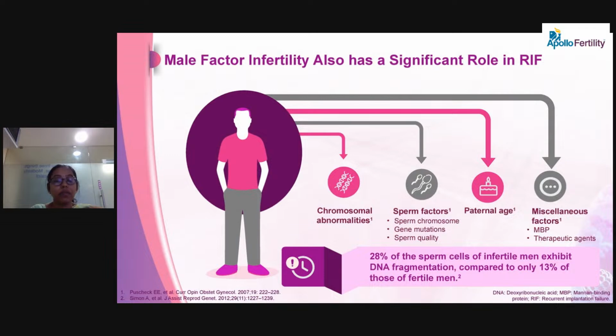Next, the severe male factor. As I said, when there is a severe abnormality, poor quality sperm, it has an effect in recurrent implantation failure, because these abnormal sperms can lead on to chromosomal abnormality. There can be genetic mutations, and there can be DNA fragmentation. As I said, all this has an effect on the embryo quality, leading on to a failure of the whole IVF process. 28% of the sperm cells of the infertile men exhibit DNA fragmentation, compared to only 13% in non-infertile men.